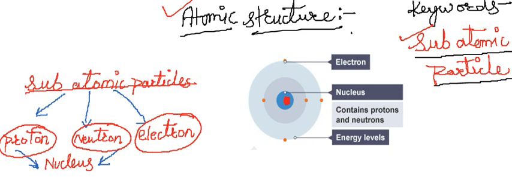Protons and neutrons together make up the nucleus. If you see, this is the central part of the atom. This is the structure of an atom. So in the center of an atom, the nucleus is there. This is the nucleus, and it is made up of even smaller parts, two parts. These are called the proton and neutron.